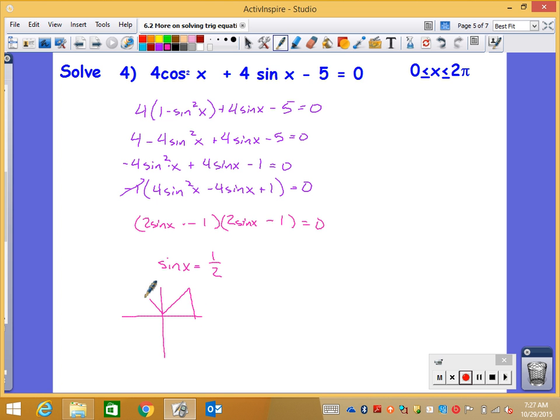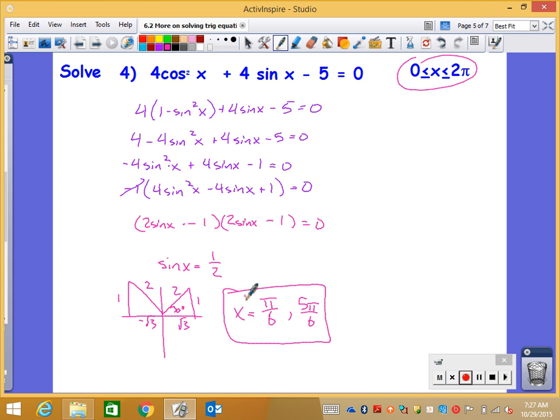So sine x equals a positive 1/2. So I'm in quadrants 1 and 4 again. Let's see, we get 1, 2, negative root 3, root 3. And again, I get a reference angle of 30 degrees. However, I'm answering in radians here. My bounds are in radians, so I have to answer in radians. So that's a pi over 6 reference angle. For the first quadrant, 30 degrees is a pi over 6 answer. And then for the second quadrant, I'm a pi over 6 short of 1 pi, or 5 pi over 6. And there are my answers.